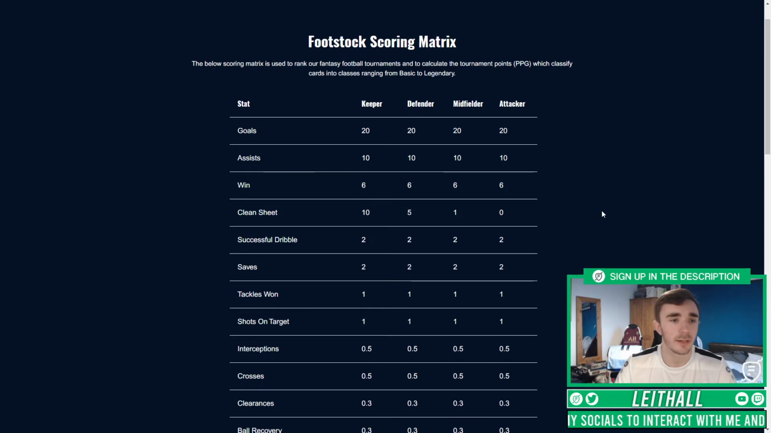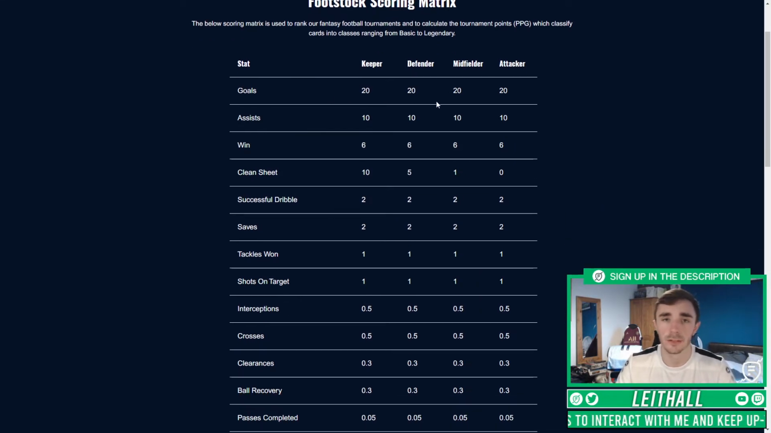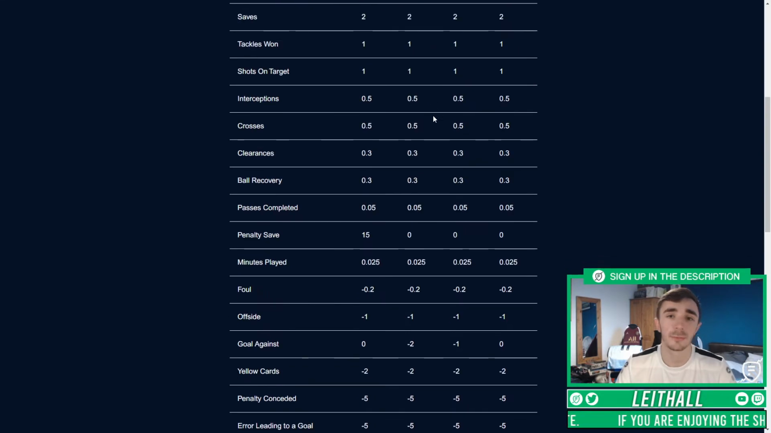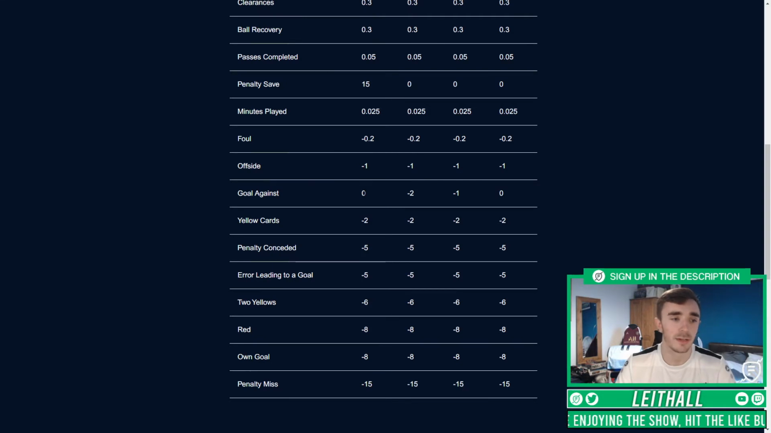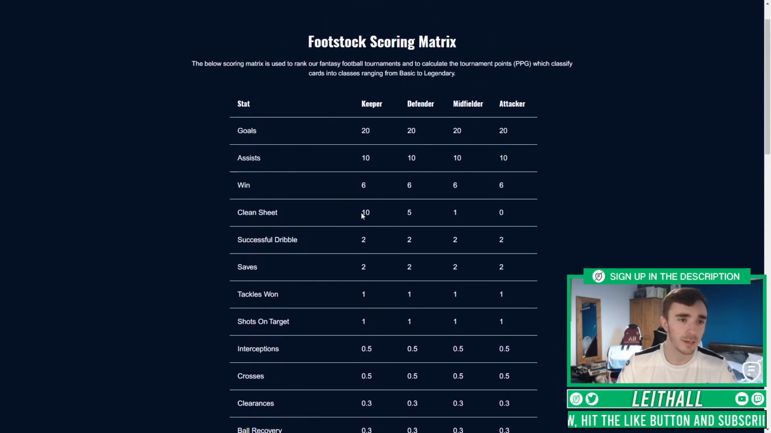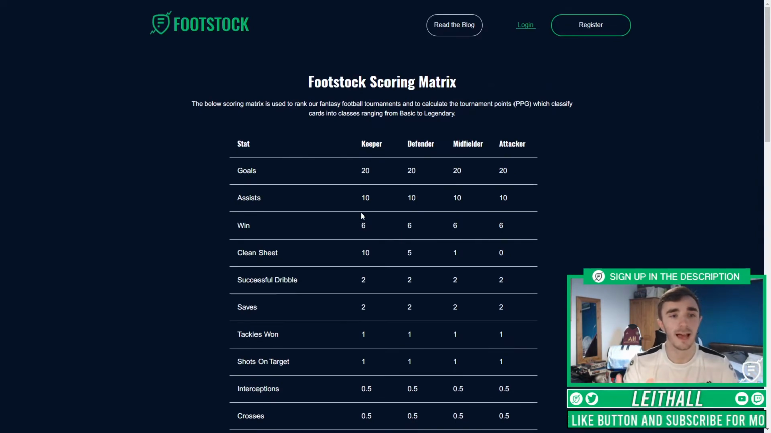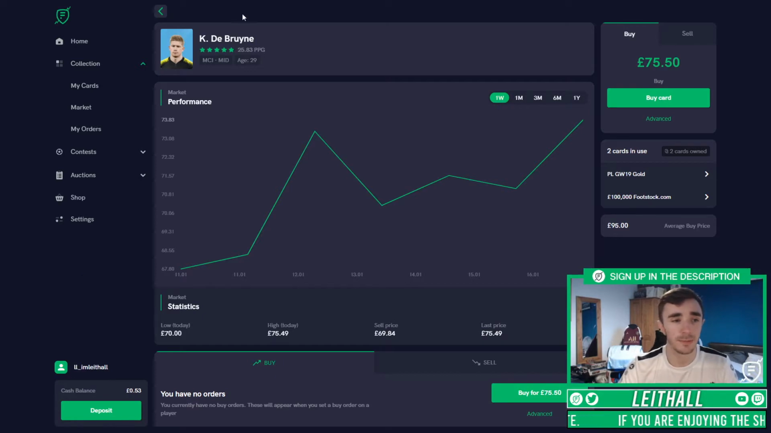As we scroll through here you can see that different positions get different points for certain statistics that are measured by the data provider. As we go down you get into some negative scores as well, so offsides, fouls, etc, all get a player minus points. So overall at the end of the game, based on a player's performance, they'll have an overall PPG for that game. Now a player's overall PPG that we see up the top here, Kevin De Bruyne's is currently 25.83, isn't based off a single game. It's based off the last 38 Premier League games that they've played.